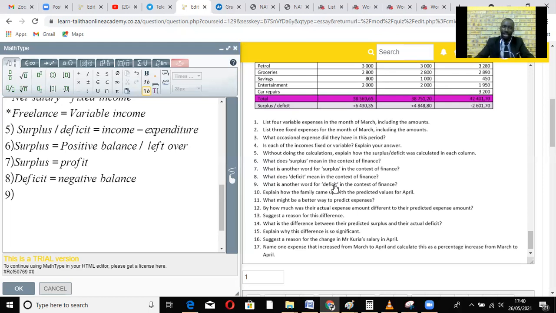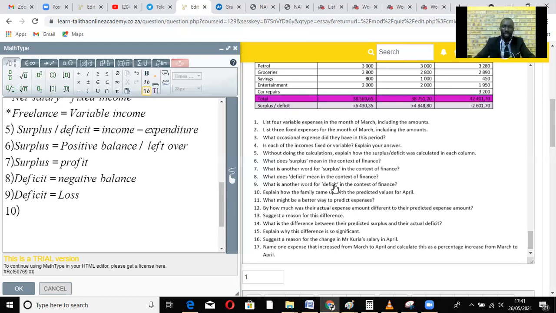And now question 9 is asking us for another word for deficit in the context of finance. Well, deficit can also be used to mean loss. Just that in the context of finance, because then you have less than the money you generated. For example, in employment, you have a job, you're doing something, but the money you have at hand is now less than the money you have spent. In other words, you had to borrow some money to cover the expenses. In that case, you are in loss.